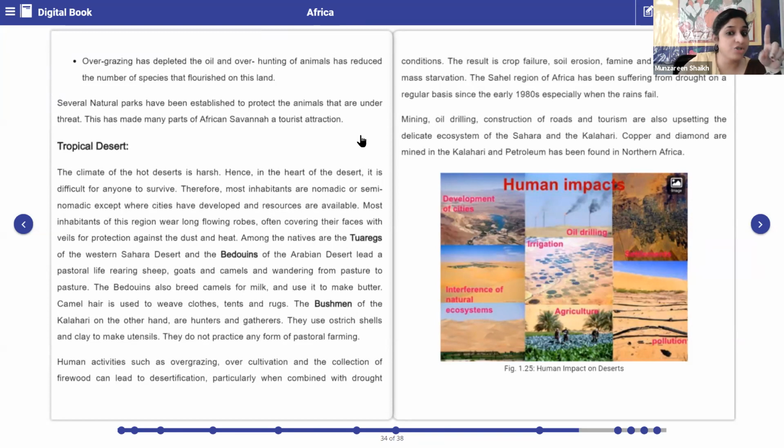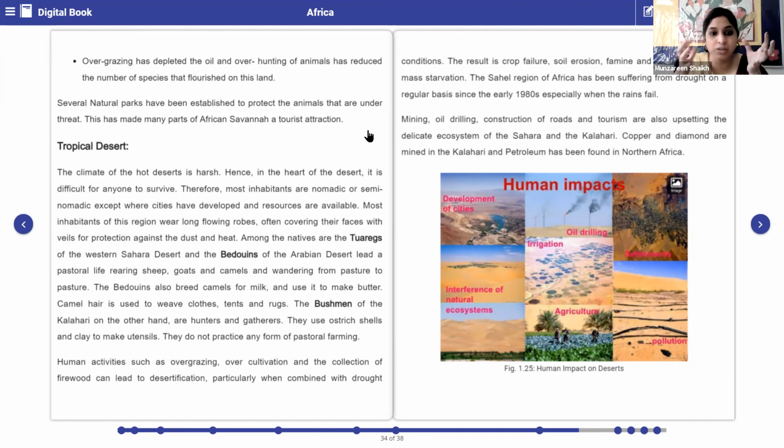Now, the Bushmen of the Kalahari, on the other hand, are hunters and gatherers. They use ostrich shells and clay to make utensils. They do not practice any form of pastoral farming. So see, in the tropical desert also, you have people having different occupations and different lifestyles.